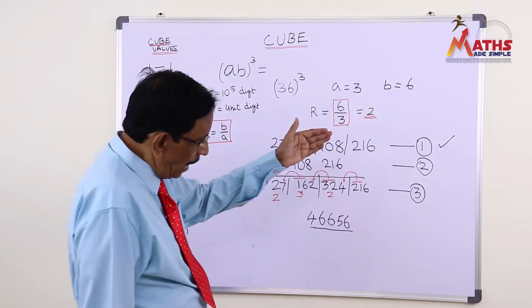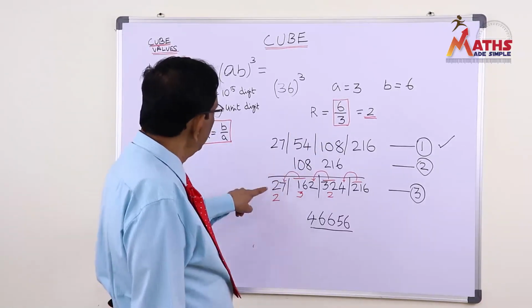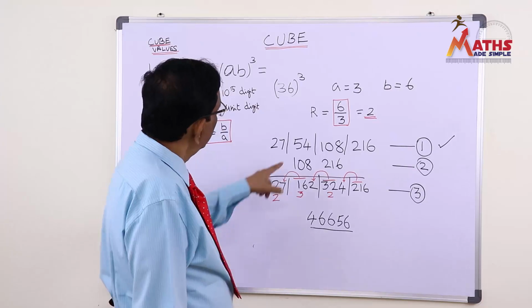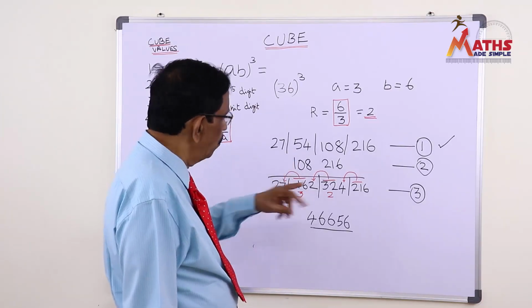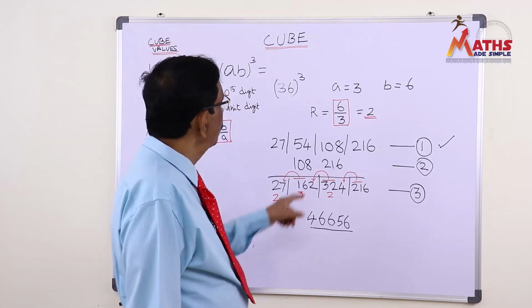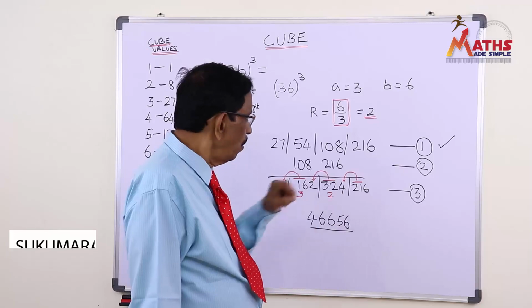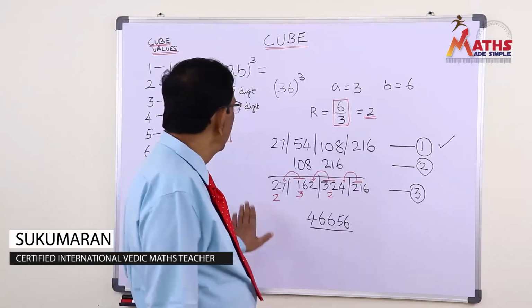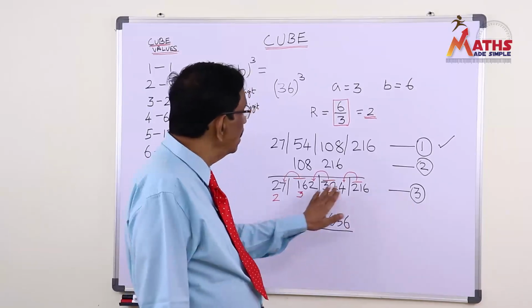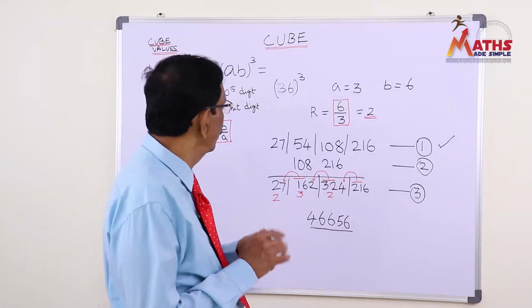Now I have to add line number 1 and 2, and the first digit will be 27. The second digit will be 54 plus 108, 162. The third digit will be 108 plus 216, 324. And the fourth digit will be 216. This is line number 3. This is where we have to apply the balancing method to get the answer.